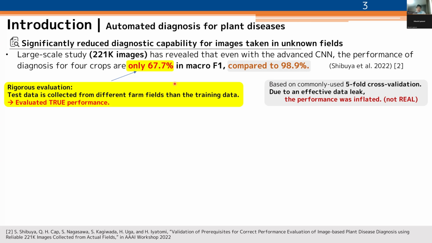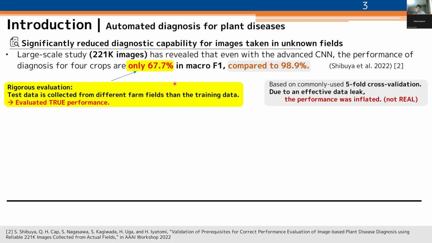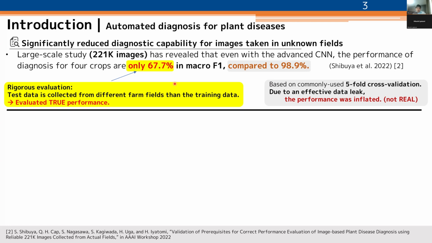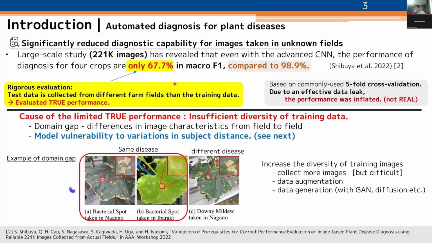In this evaluation, test data is collected from a different field than the training data. That is a rigorous evaluation. The reason for this limited true performance is ultimately insufficient diversity of training data. This is typically explained by a large domain gap. Here are examples. Those two images are examples of bacterial spot. This one was taken in Nagano prefecture, and this one was captured in Ibaraki prefecture. The appearance is much different.